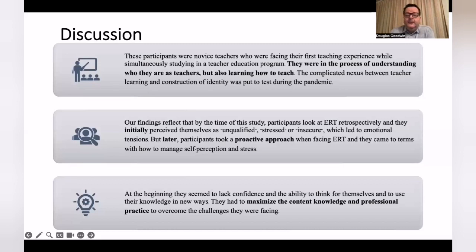But later, they took a proactive approach and they came to terms with it, and they started to develop a skill set for doing it. At the beginning, they seemed to lack confidence and the ability to think for themselves and to use their knowledge in new ways. They had to maximize the content knowledge and professional practice to overcome the challenges they were facing.